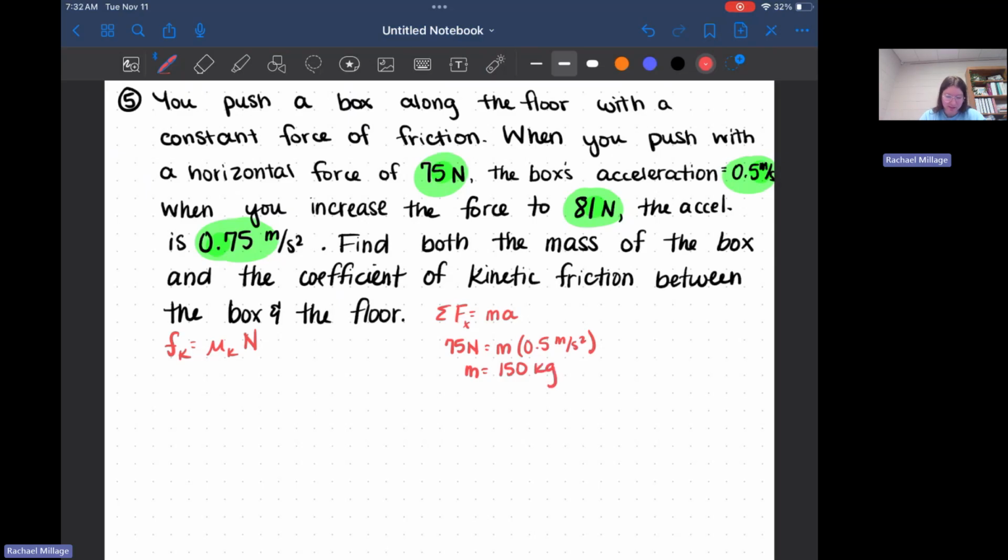And now I'm going to check this by saying 0.75 times 150. Ooh, 112.5. So there must be something that I'm not thinking through. What could I not be thinking through?